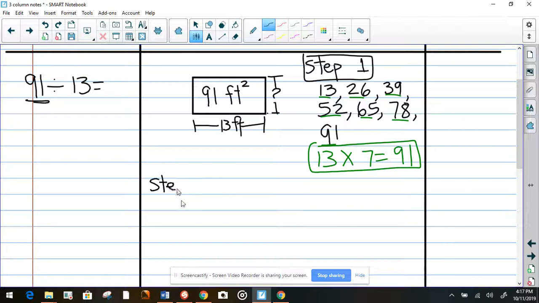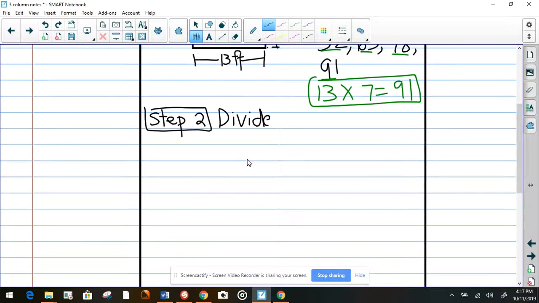Step 2 is divide. Okay, let me get to it. So the division was 91 divided by 13. And we say how many times the 13 goes into 91. See right here? And our answer is the factor in the multiplication. The answer is 7. Now you multiply. 7 times 3 equals 21. You carry 2 over. 7 times 1 equals 7 plus 2 equals 9. So we should have a remainder of 0.